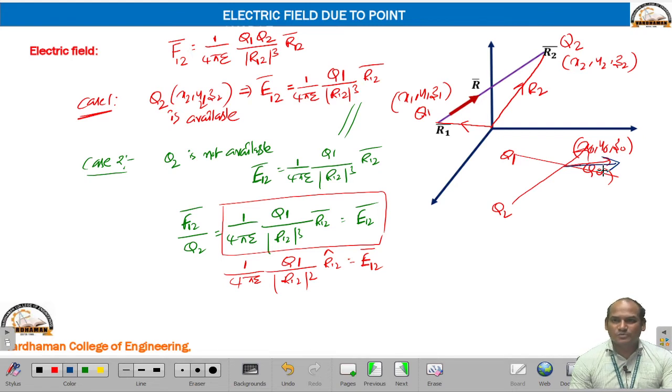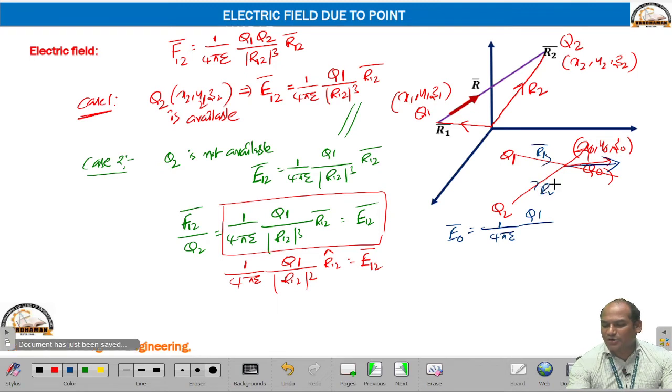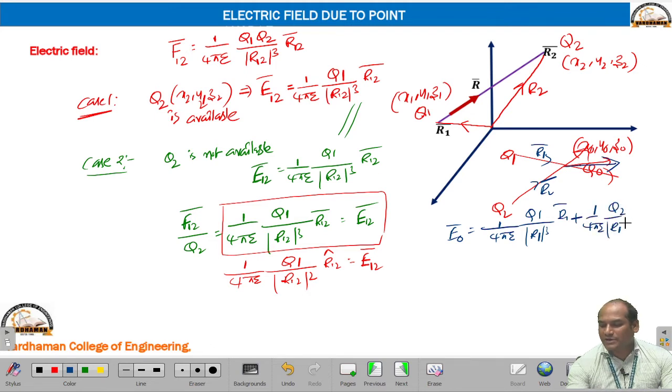So, it is similar to Coulomb's force equations only. What is the equation here? E0, the electric field on the charge q0 or at the position of q0, that is x0, y0, z0, is equal to 1 by 4 pi epsilon naught q1 by magnitude of R1 cube into R1 bar, plus 1 by 4 pi epsilon naught q2 by magnitude of R2 cube into R2 bar. Like this we can write. You can take 1 by 4 pi epsilon as common and write the remaining equation.